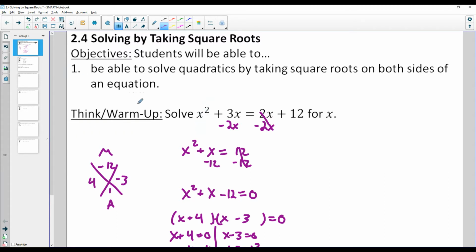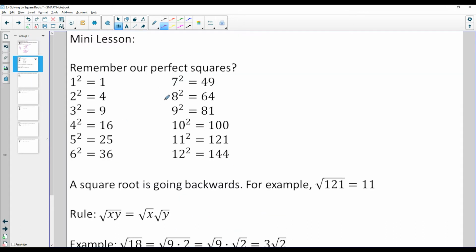And today we're going to be looking at a different way to do it, and that's by taking square roots. So just a quick refresher, we should remember our perfect squares here. Something squared means times itself, right? So 1 squared means 1 times 1, which is 1. 2 squared means 2 times 2, which is 4. 3 squared means 3 times 3, which is 9. 4 times 4 is 16. 5 squared is 25. 6 squared is 6 times 6, which is 36, and so on, right? 12 times 12 is 144, so 12 squared is 144.